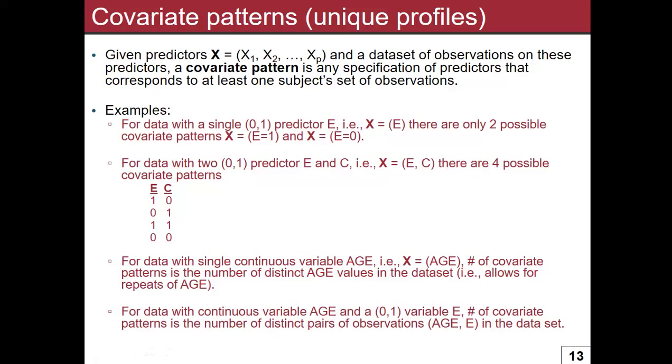This is going to be very important in showing the limitations of the deviance statistic that we're going to talk about when you have a continuous covariate. We're going to use this terminology, covariate patterns, for the deviance test. We're also going to use it on Thursday for ROC curves.